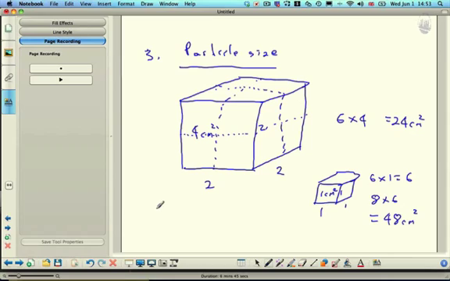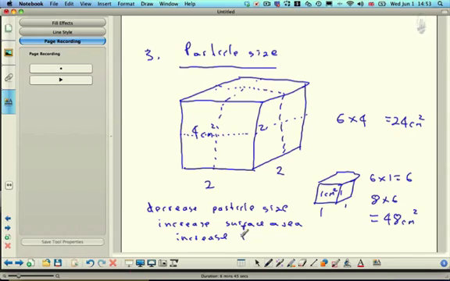So, the point of this is if you decrease the particle size, you increase the surface area, you increase the frequency of collisions, and you therefore, what's it all about? You increase the rate.